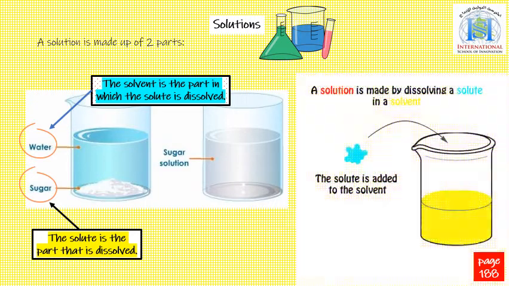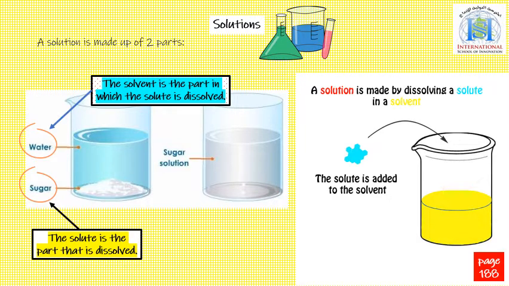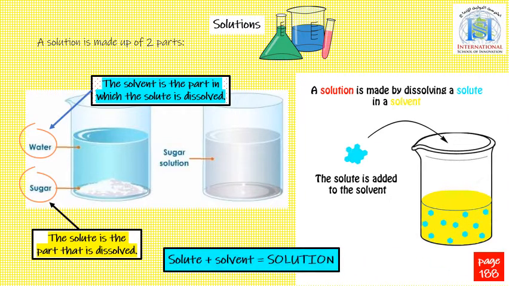So again, a solution is made of two parts. We have the solute and we have the solvent. The solute dissolves in the solvent. So solute plus solvent give us a solution.